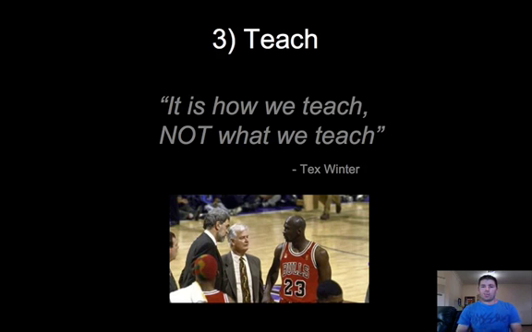And then the third stage was the teaching stage, and this is really important. So this is a quote from Tex Winter, supposedly the brains behind the famous triangle offense that the Chicago Bulls and the LA Lakers have won many, many championships with. And he made this comment, and I think it's a really important one, and it ties back into what I said in step 1 about understanding your system. If you don't understand it, you can't teach it. And this copycat effect, it's not what the system is sometimes, it's how you go about teaching it and then how well your players can execute it.